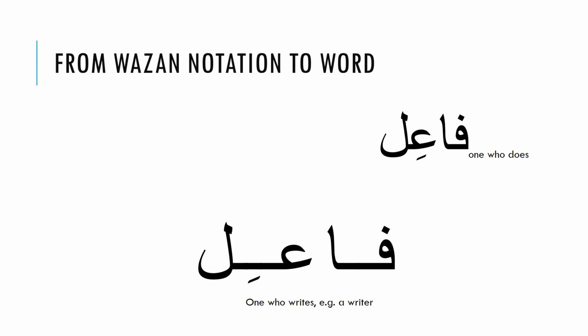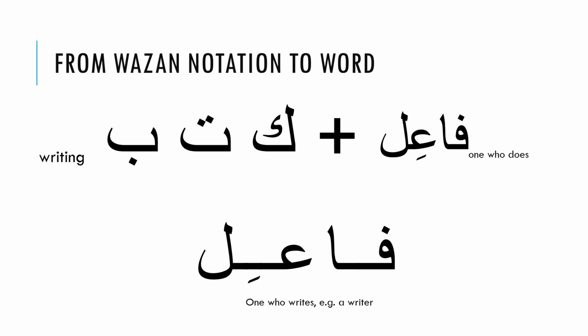So, let's say that I'm going to use a new wazn, because we've seen so many examples of the old wazn, it'll be helpful to see a brand new one. So, we have this very common wazn. This is one of the most productive awzaan in all of Arabic, fa'il. It means one who does whatever the meaning of the root is. Okay? So let's combine that with this root that we already know, kataba.